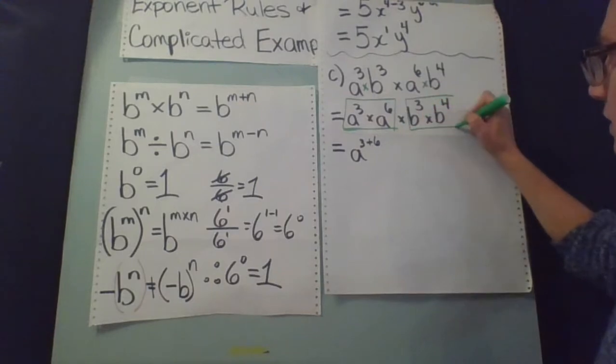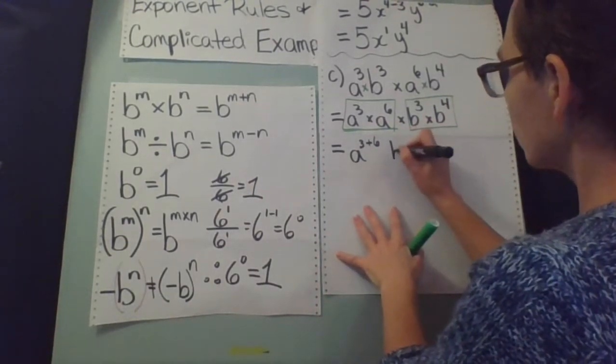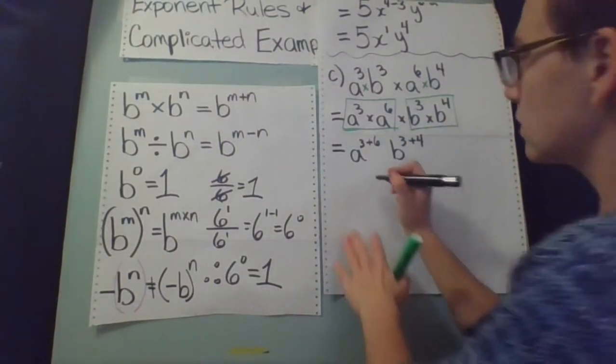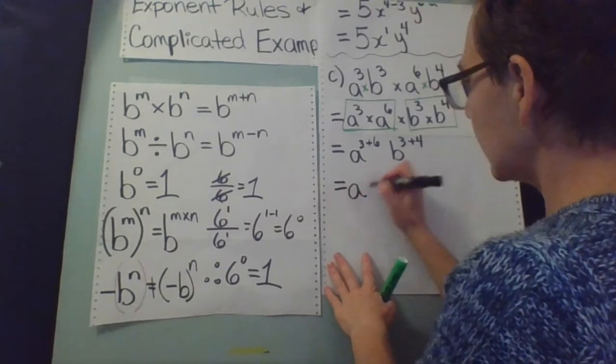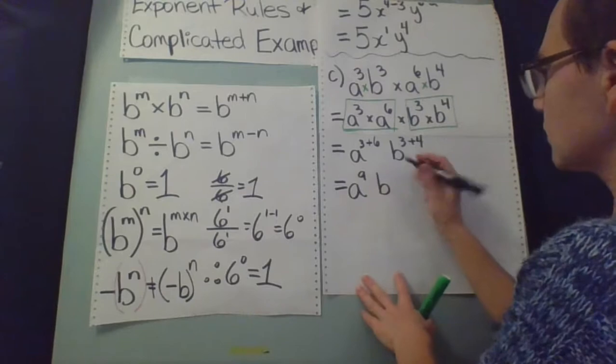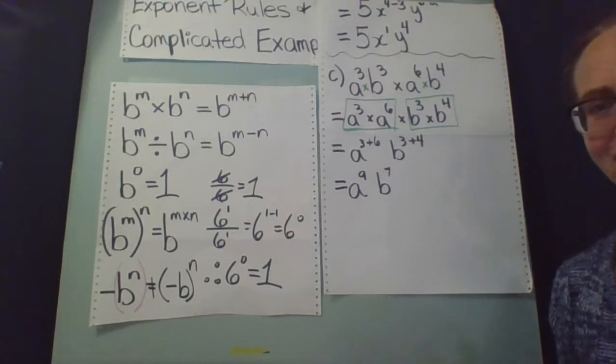Let's look at our b's. Remember we're multiplying, so let's add our exponents. So we have b to the 3 plus 4. Final answer, a, 3 plus 6 is 9. b, 3 plus 4 is 7. Ta-da!